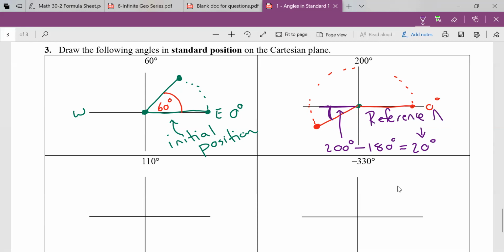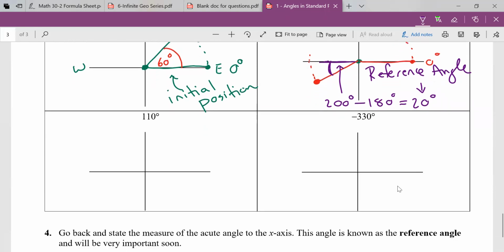Okay, and that is going to be incredibly important as we go through this unit and really important in 30-1. Okay, so the reference angle is the measure, the acute angle, from where we end up to the x-axis. Okay, let's try another one of these.